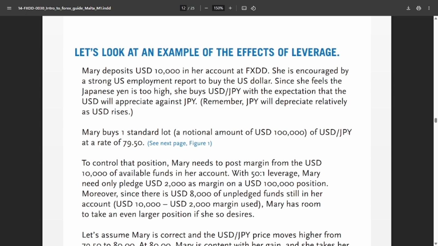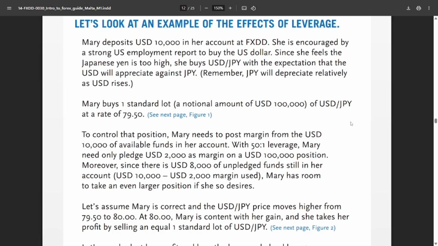To control that position, she needs to post margin from the USD 10,000 of available funds in her account. With, for example, leverage of 50, Mary needs to pledge only USD 2,000 as margin on a USD 100,000 position. Moreover, since there is USD 8,000 of unpledged funds still in her account, Mary has room to take an even larger position if she so desires.